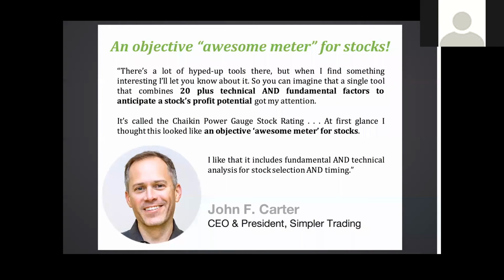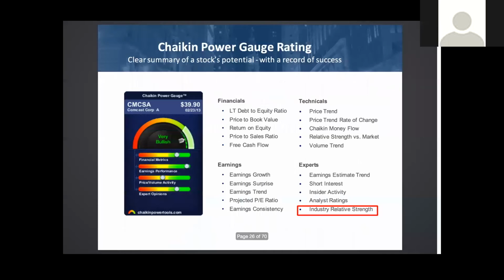Now, let's see what John Carter was looking at when he came to that conclusion. Chaikin power gauge is comprised of 20 factors grouped into 4 components. And it's what I call an eclectic quantitative model. What that means is it's not a value model, it's not a growth model, it's not an earnings momentum model. It combines the best of all of those.